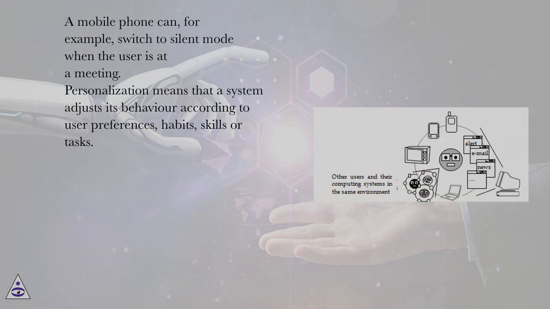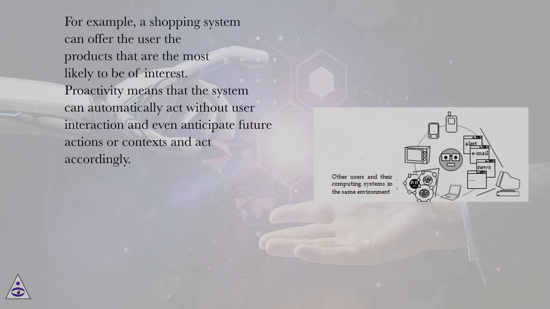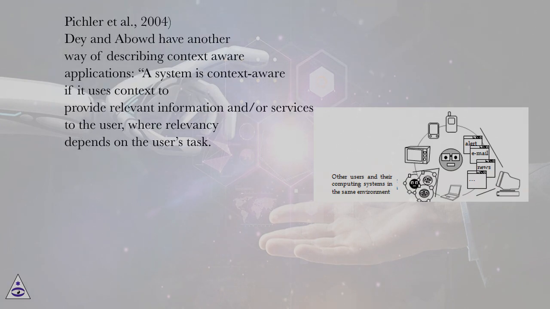Personalization means that a system adjusts its behavior according to user preferences, habits, skills or tasks. For example, a shopping system can offer the user the products that are the most likely to be of interest. Proactivity means that the system can automatically act without user interaction and even anticipate future actions or contexts and act accordingly. Pichler et al. 2004.